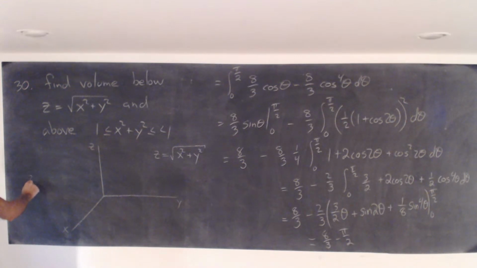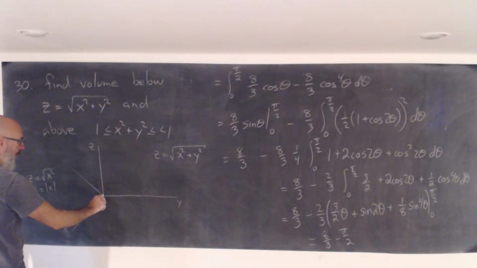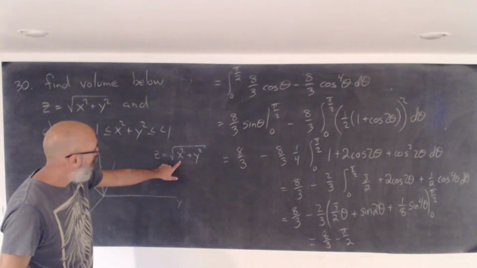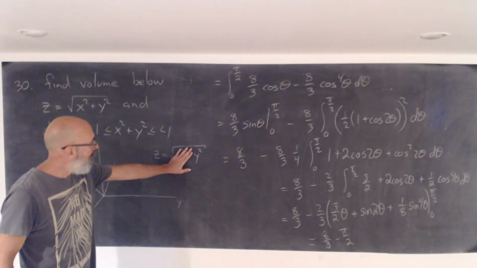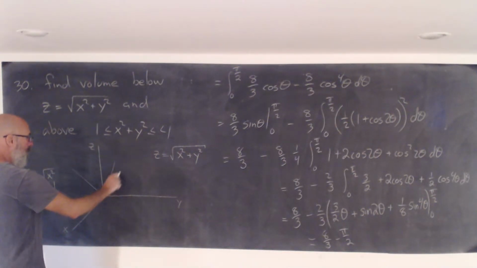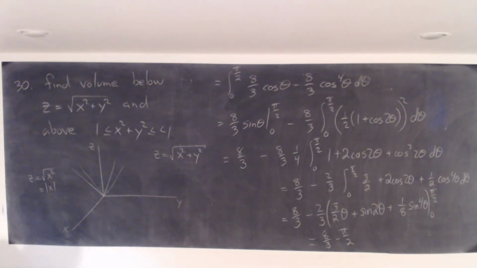If y is 0, z is the absolute value of x. And you know what that looks like. There's no hesitation there. It's just this V shape. And if x is 0 in the yz plane, again, z is absolute value of y. So it's just this V shape in the yz plane.